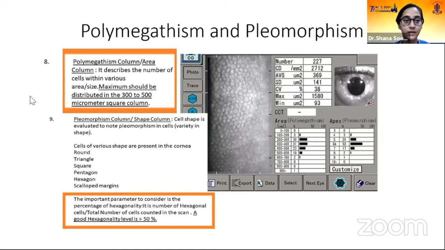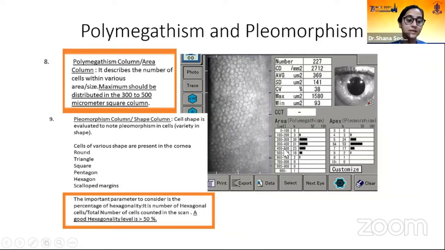Again, when we come over here, the polymegathism column or the area column, it describes the number of cells within various area sizes. So for each of these, in micrometer square, the size 0 to 100 means that cells of the size of 0 to 100 micrometer square are 0%. Cells of the area 100 to 200 micrometer square are 3%. Cells of the area of 200 to 300 and so on up to 900. Maximum should be distributed into the 300 to 500 micrometer square column because this is the healthy size of a corneal endothelial cell.